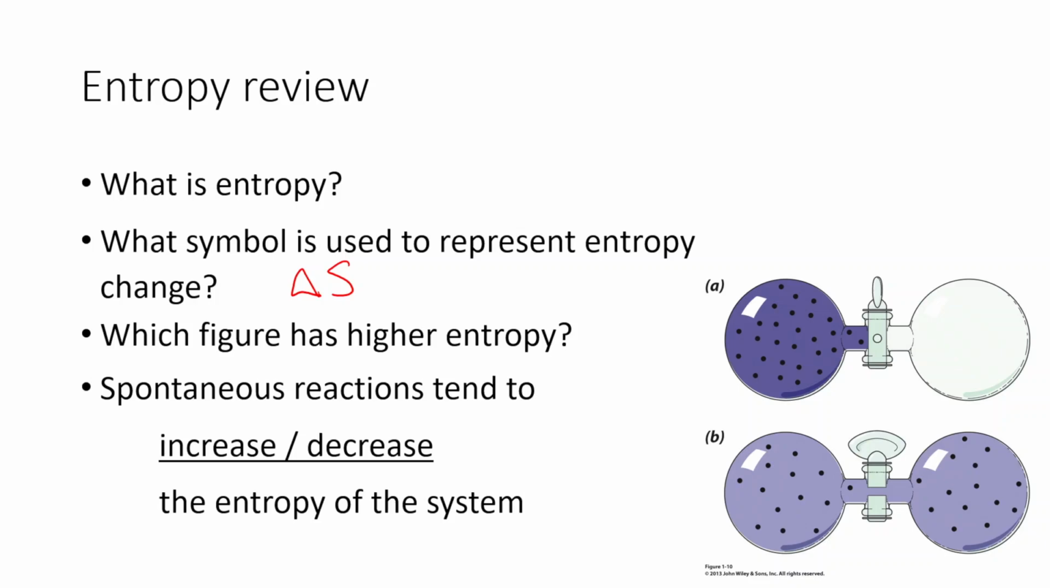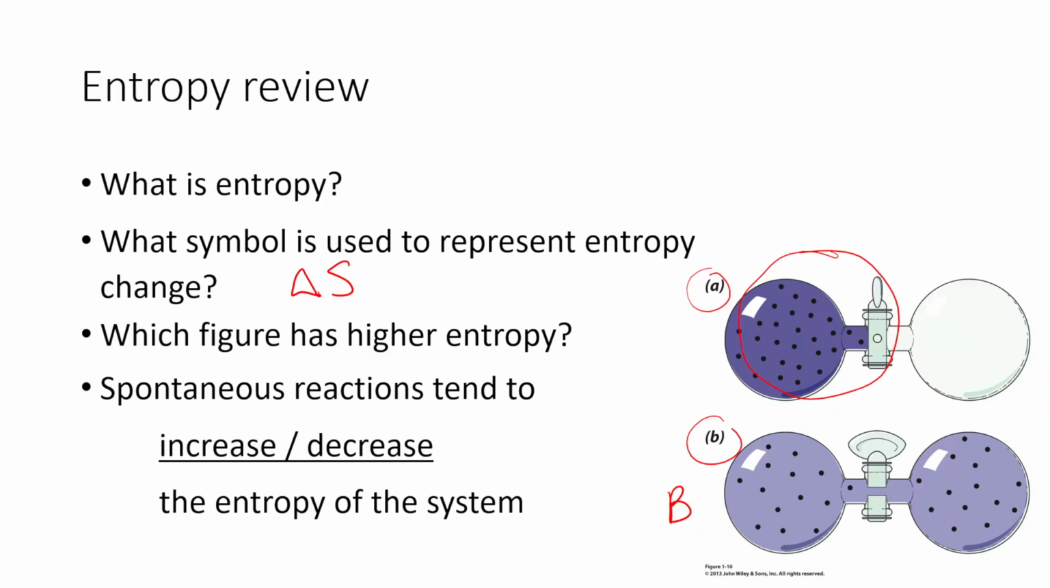On the right over here, there are two figures, A and B. Which one has higher entropy? Which one looks more disordered or random? B, yes, because these molecules are distributed all over the place, so they are more random. In part A, they're all enclosed in one side, making this more orderly.